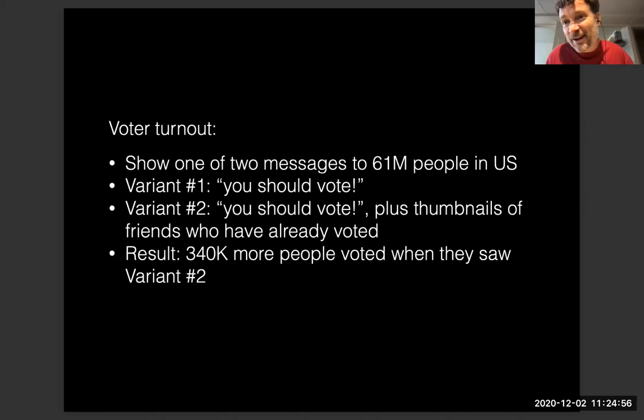And Facebook has an idea how you voted, because if you report on there that you voted, you click I voted, then now they know that. And what they found in this experiment was that they were able to increase turnout using this. In fact, out of the 61 million people they showed this to, 340,000 more voted when they saw the message of variant 2. So this is an A/B testing kind of thing. And that's maybe a 1% increase in turnout that they were able to drive just by this very simple messaging. So that sounds really great.